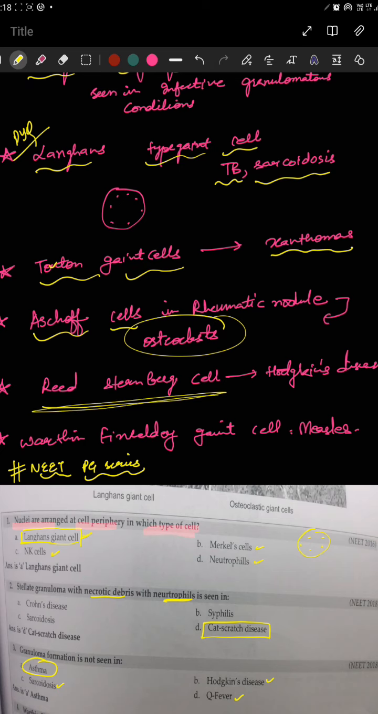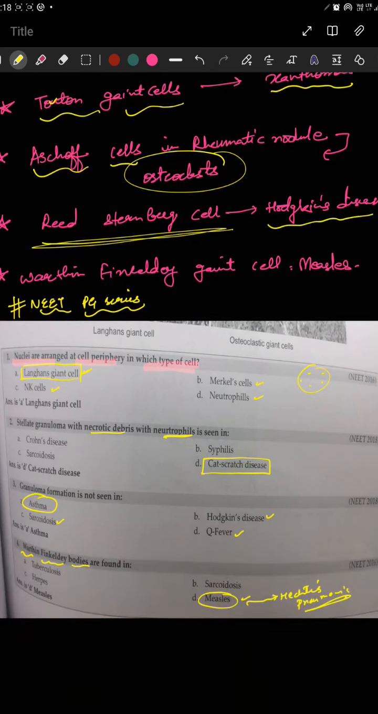Next we have the Reed-Sternberg cells that we all know, which are going to be found in Hodgkin's disease. Then there is a very important cell, the Warthin-Finkeldey giant cells, which are going to be seen in case of measles, right?